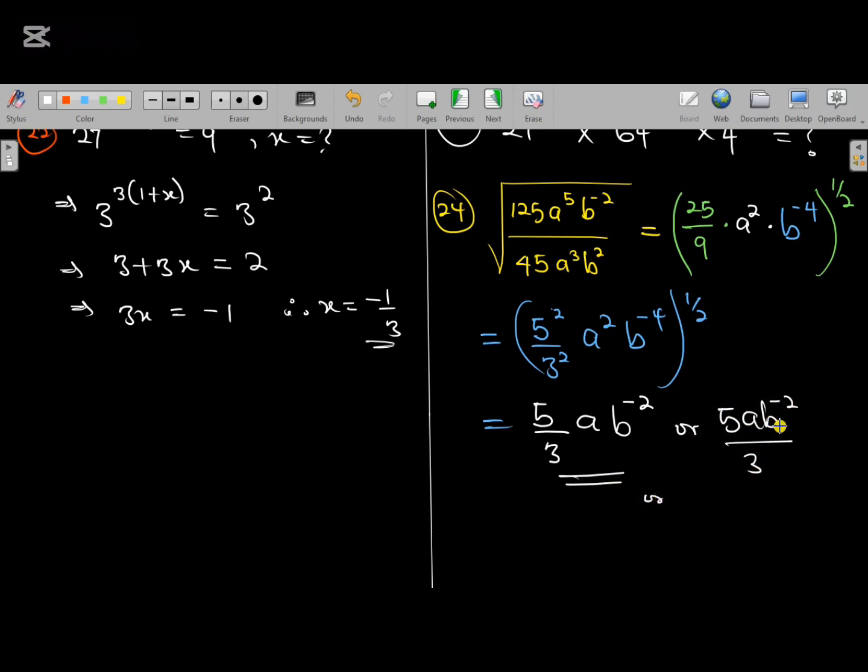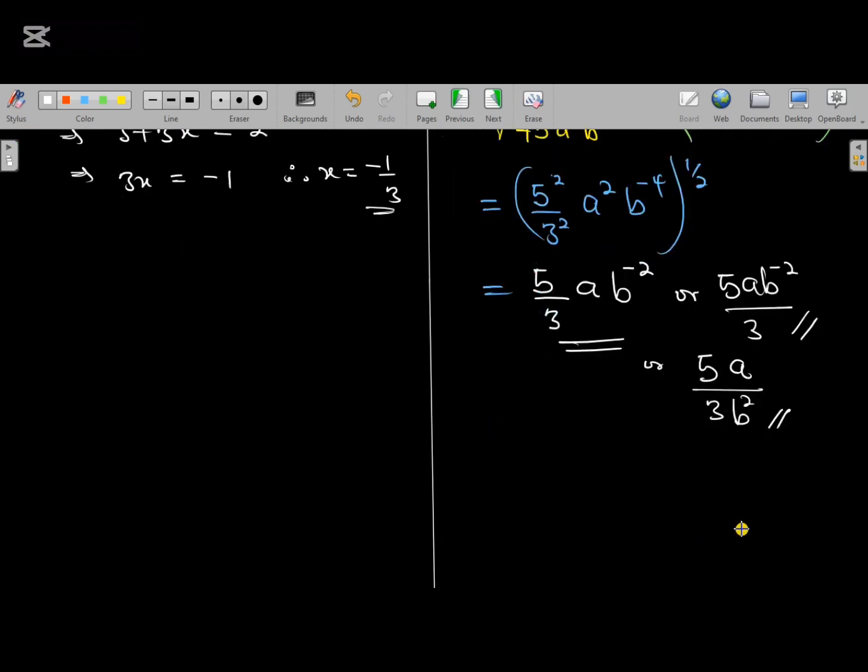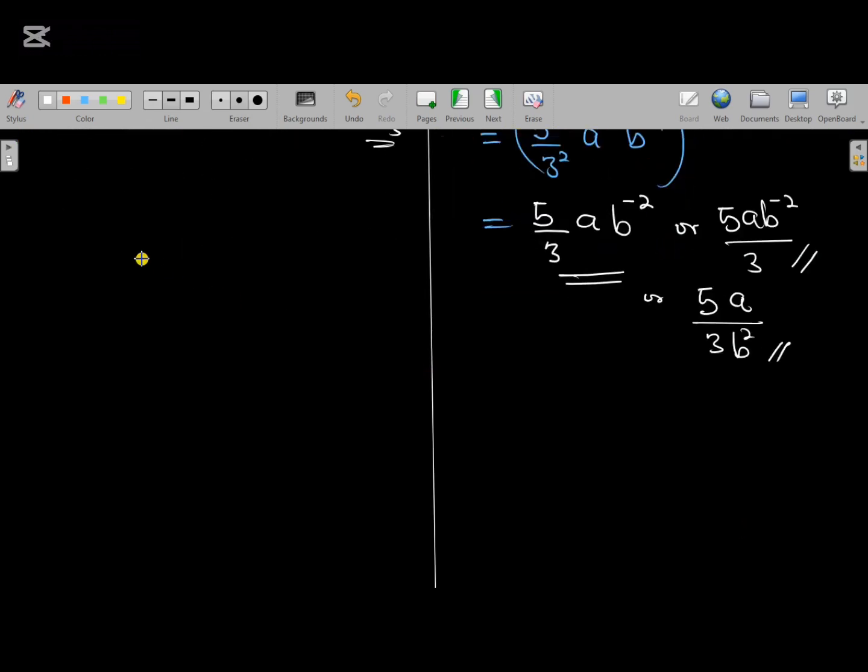Or another person may choose to bring down this b here, so you have 5a all over. The reason you are bringing it down is because the power is negative, so if it comes down, it will change to positive, so you have 3b squared. So any of these three forms is just one and the same thing, and that's the solution to that 24.